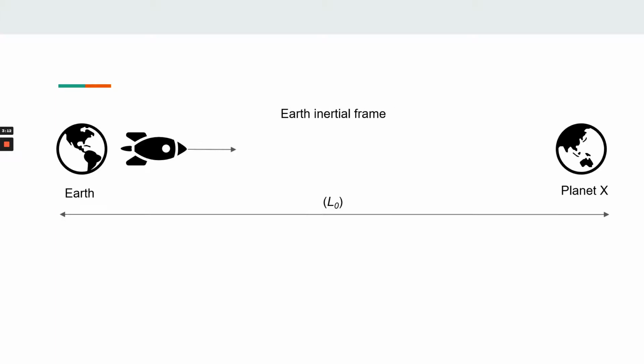Now, to visualize this, consider a spaceship flying from Earth to a planet X. We need to consider two reference frames, the Earth inertial frame and the spaceship inertial frame. We can think of this as comparing the perspective of someone on Earth watching the spaceship with the perspective of the astronaut on the spaceship. So first, considering the Earth inertial frame, the observer on Earth will witness the distance of the journey as L0, the proper length.